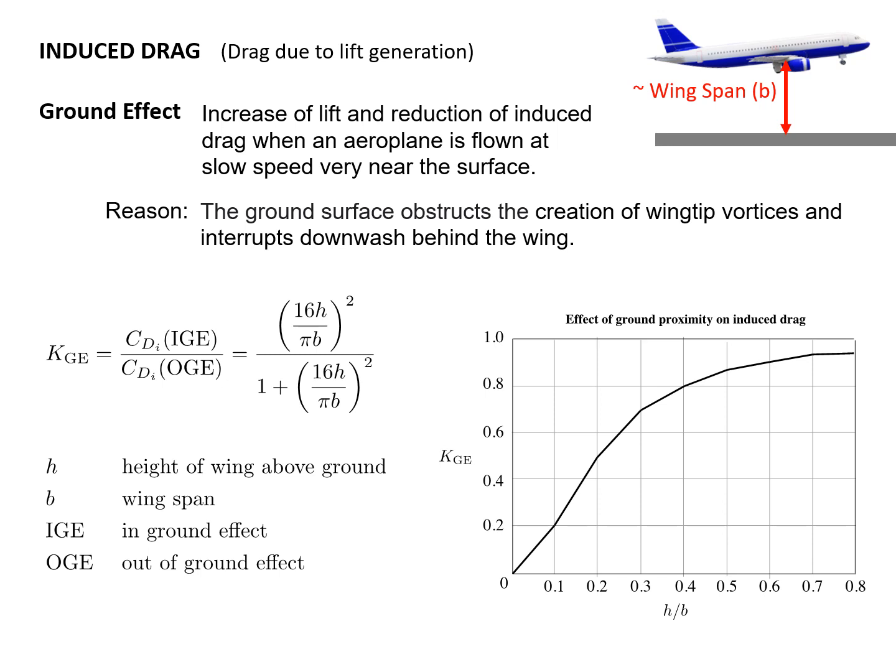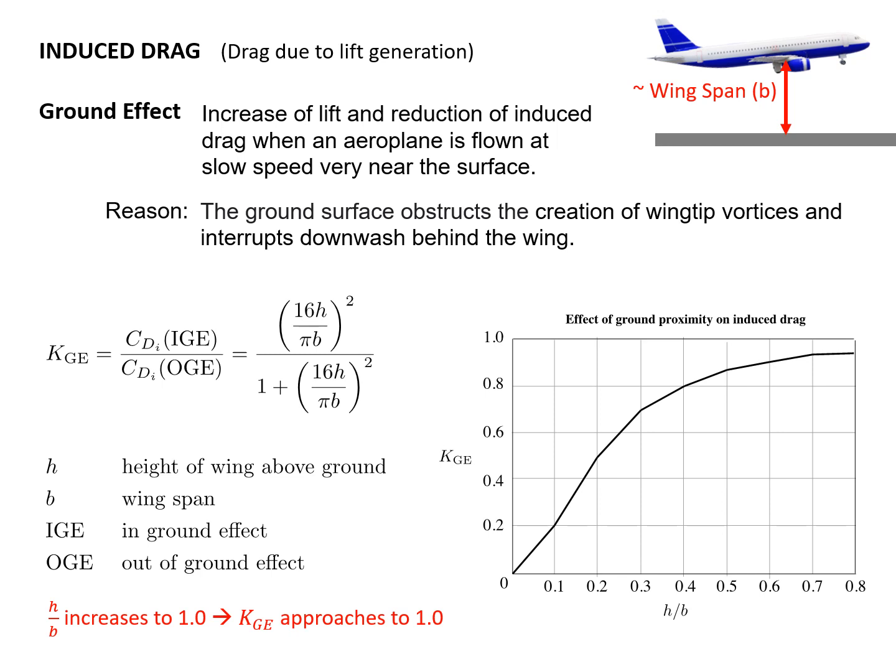So the horizontal axis is h over b. H is the height of a wing above the ground. B is the wingspan. So when the ratio goes from 0 to 0.8, which means the height increases, so the aircraft is further away from the ground, the KGE approaches 1.0. Which means the CDI in ground effect and out of ground effect are similar. So you can see once it's closer to 1, the ground effect diminishes.